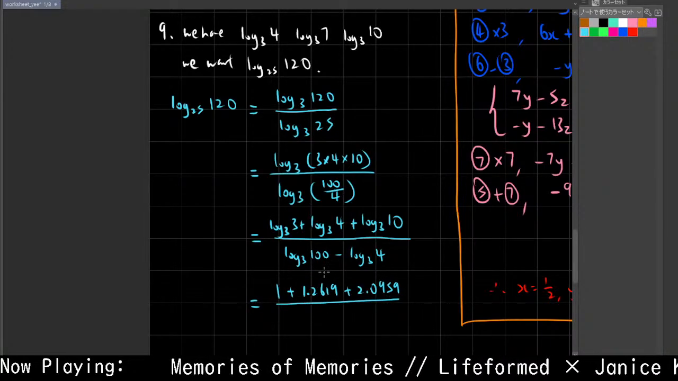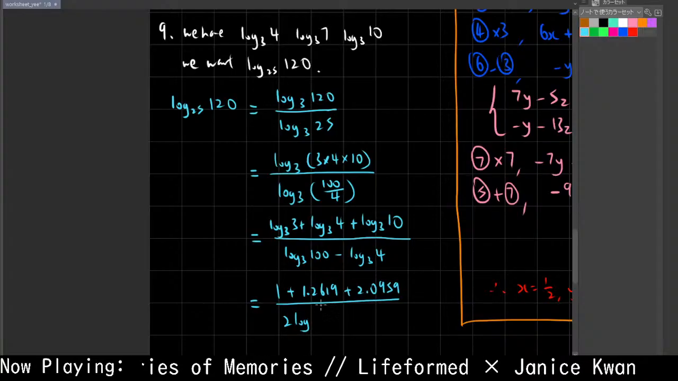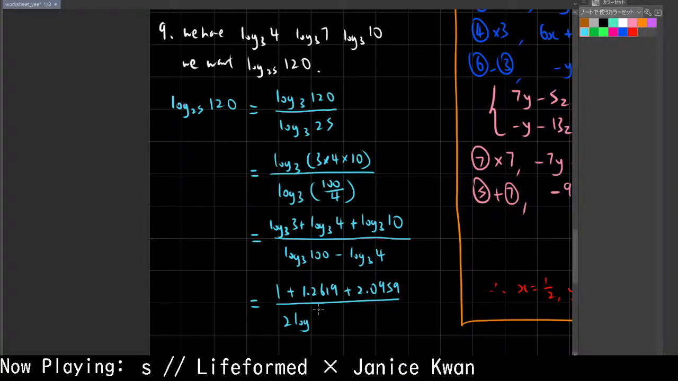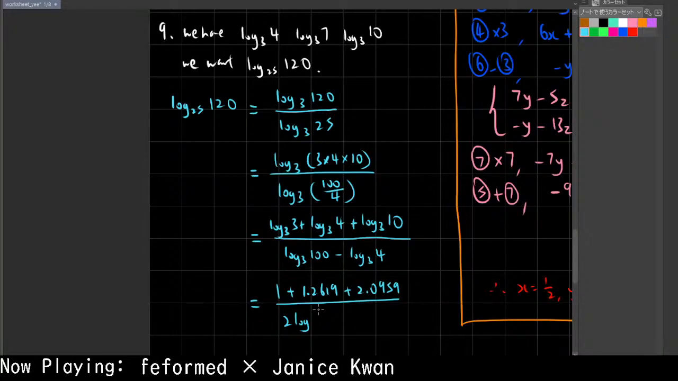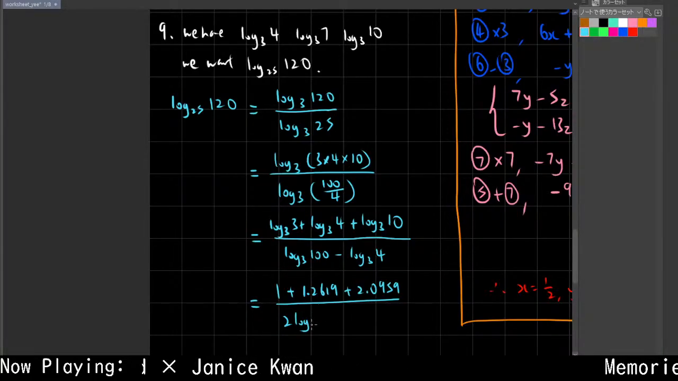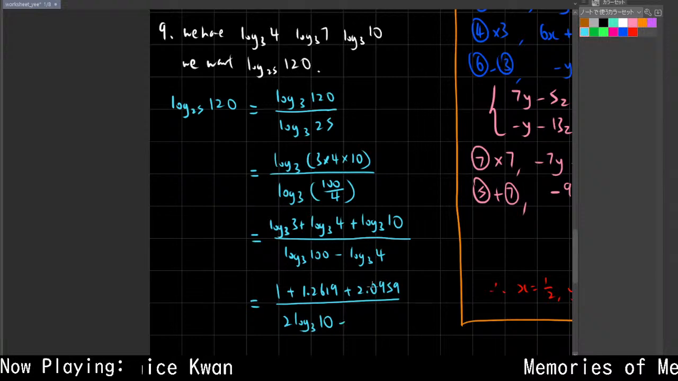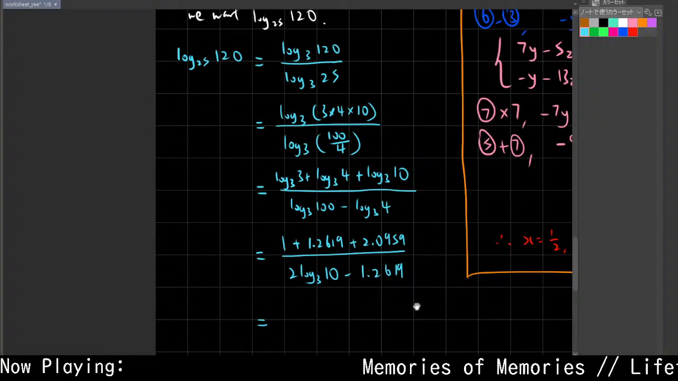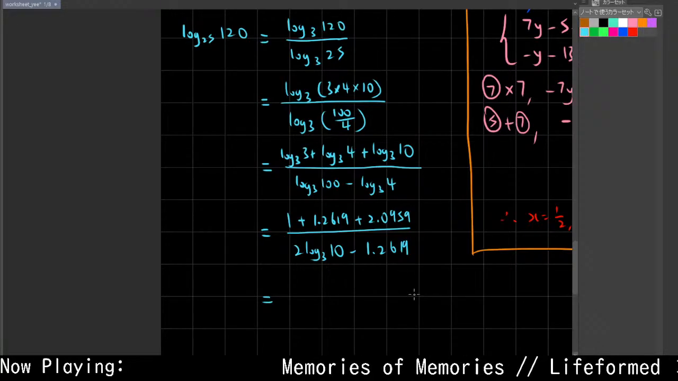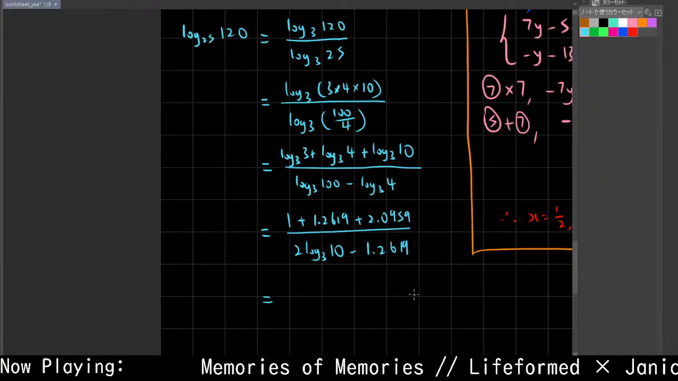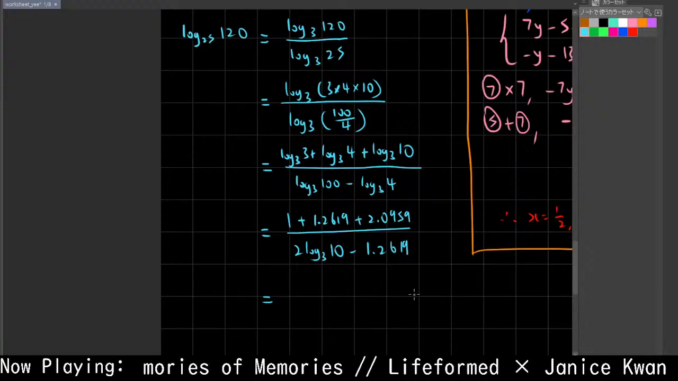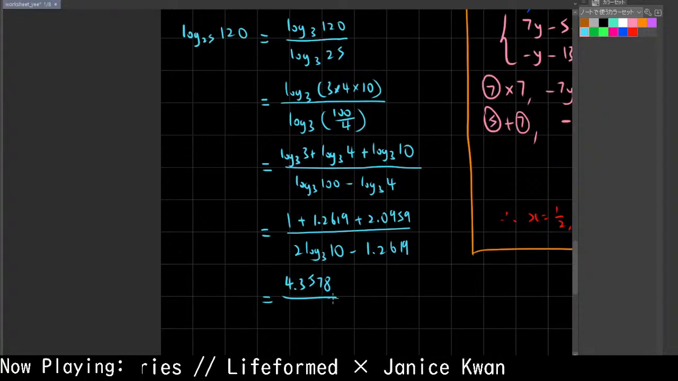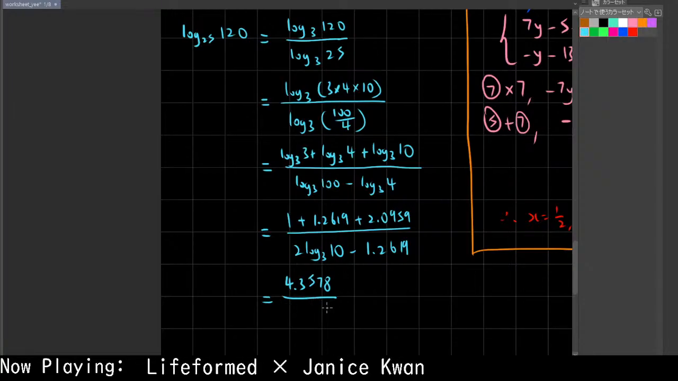100 is 10 squared. So the square I can bring to the front because it's a log. The power brought to the front becomes a factor. So I actually get 2 times log base 10. Log base 4 we got already. Put it inside. The top part simplifies into 4.3578. Okay. 2 multiplying log base 10.